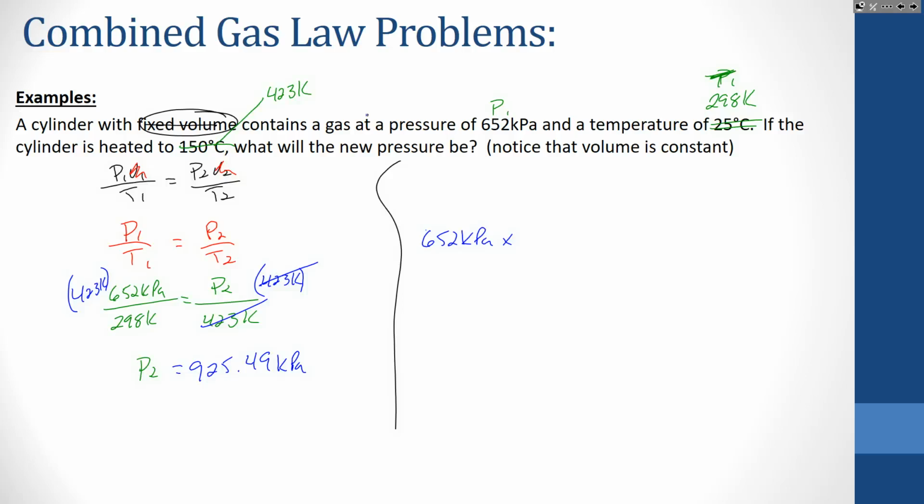So I don't have to worry about the change in volume because no change in volume means zero change in pressure. So we'll get rid of that. Now, if we want to look at temperature, the temperature goes from 298 to 423, so temperature goes up, so the pressure has to go up. So I got to make it bigger, 423 Kelvin over 298 Kelvin, and it'll end up being the same answer, 925.49 kPa.